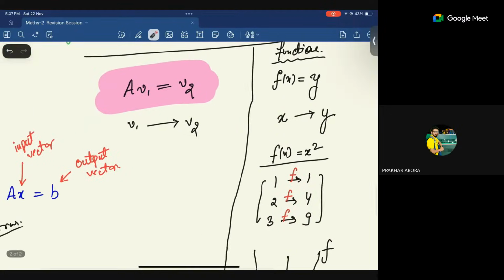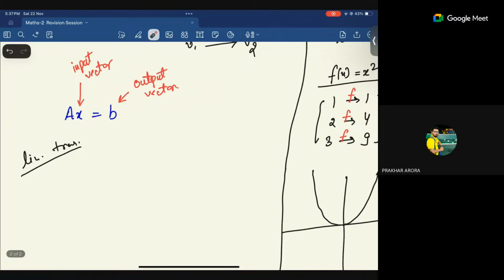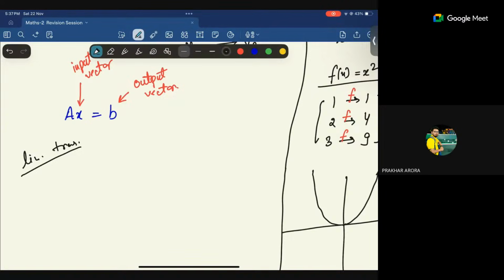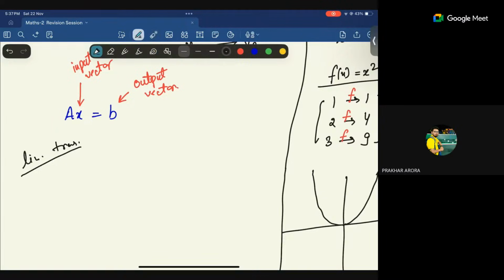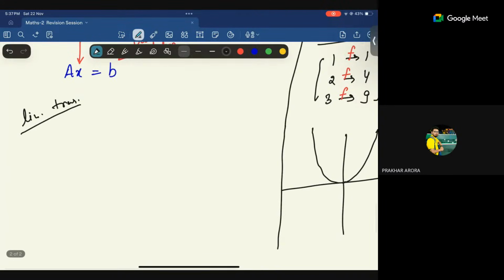This is the same problem we are having here: we cannot draw linear transformations very easily. Why? Because our input here is a vector and our output here is a vector. So functions we wrote like R to R. This is how we wrote functions there.